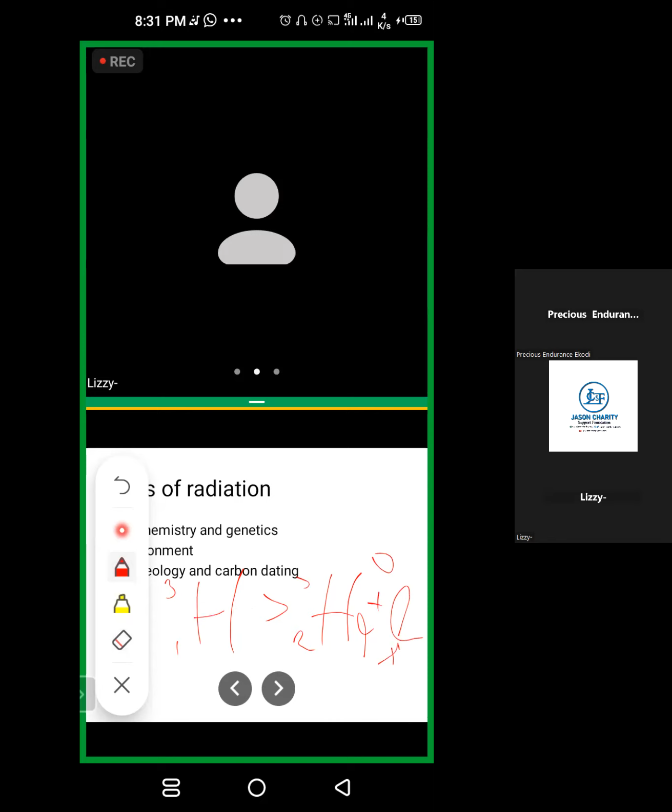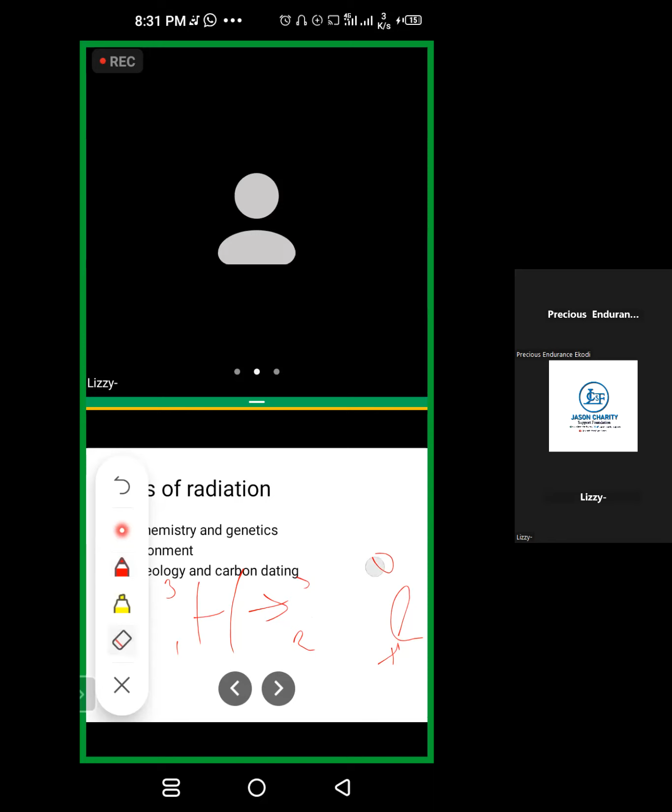For beta decay, what you just do is you add 1 to the atomic number of the element that is produced and 0 to the atomic mass. That will give you your beta decay.